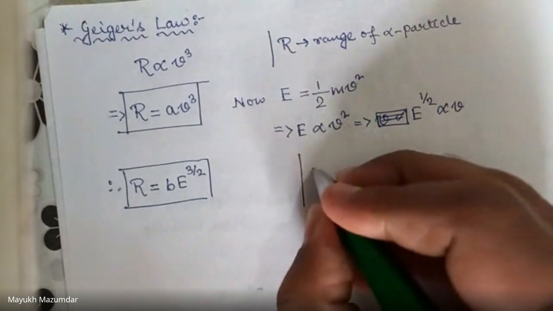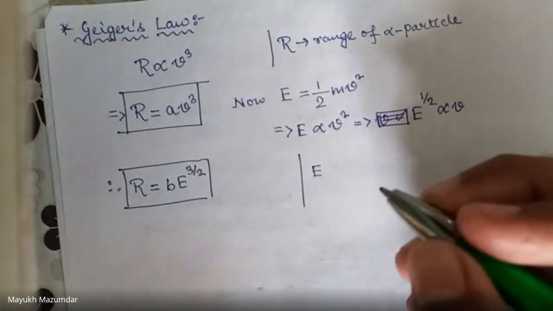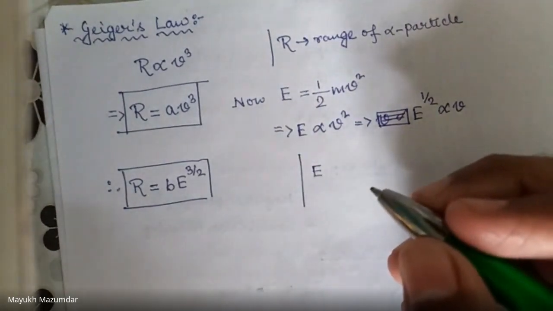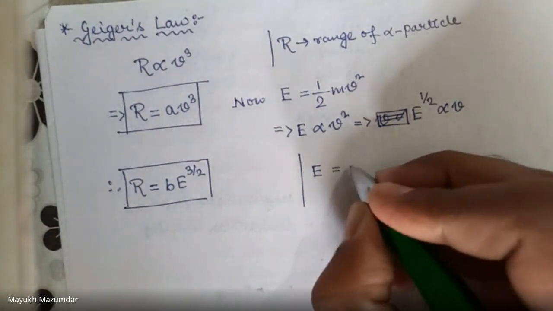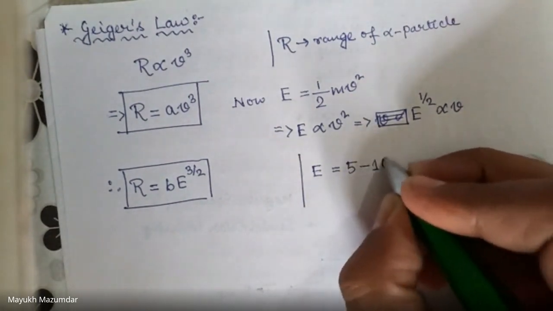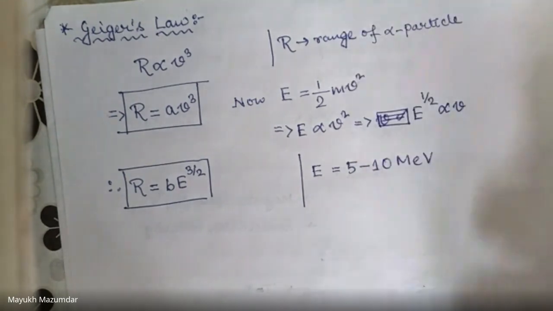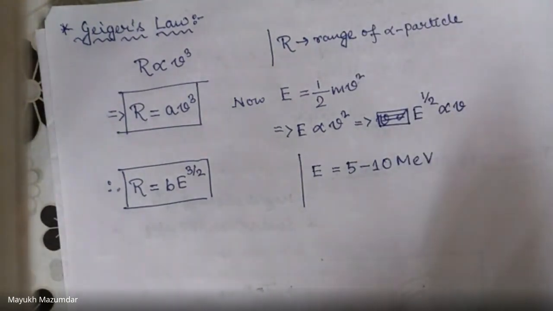Now, the typical range of almost all naturally occurring alpha particles is between 5 to 10 MeV. That is the range of energy of alpha particles that we see being emitted.